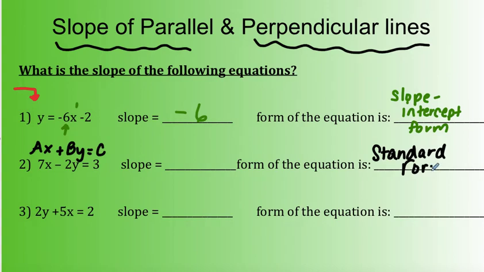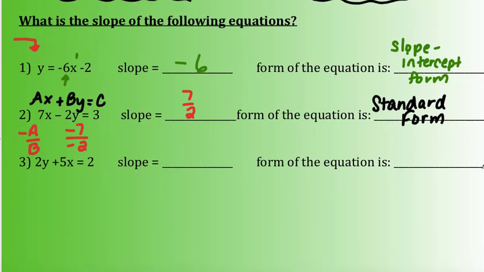Now, you obviously all felt comfortable putting standard form into slope-intercept form to find the slope. But remember, we derived how you can find the slope directly from standard form by doing negative a over b. All right, so in this case, it would be negative 7 all over negative 2, so my slope would be 7 over 2.